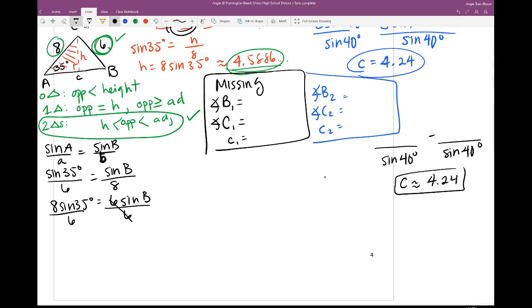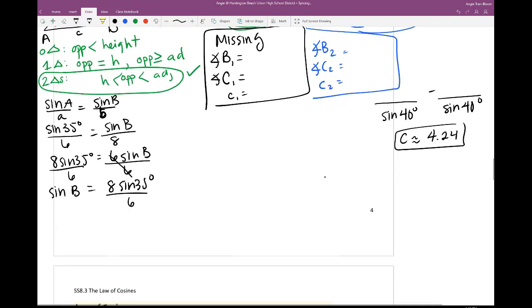Okay, divide both sides by 6, so sine of B equals 8 times sine of 35 degrees all over 6. Yes, you can reduce the 8 and the 6, but why bother, because you're going to punch it in the calculator anyway. So B equals sine inverse of 8 times sine of 35 degrees all over 6. All right, using my hopefully very resourceful calculator. This is a 6. Okay, here we go.